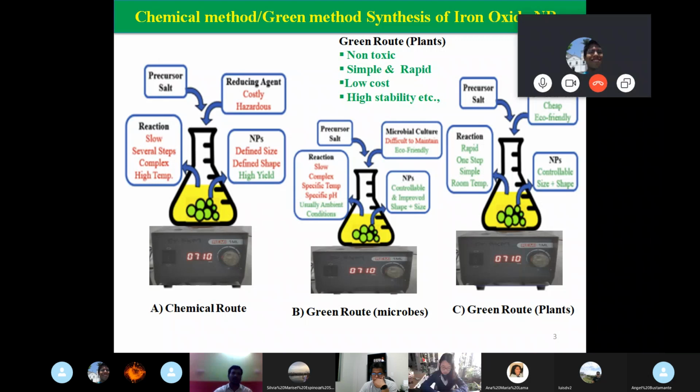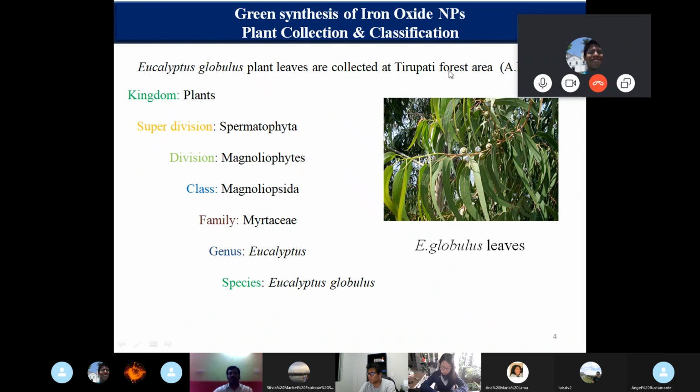Synthesis of iron oxide nanomaterial can be done through the chemical method and the green method. The chemical method requires high temperature, a slow reaction process, and is costly and hazardous. The green method is non-toxic, simple, rapid, low cost and gives high stability. For that reason we chose the green method, using eucalyptus leaf extract. The leaves were collected from the Tirupati forest area in India, a famous town with a big famous temple.